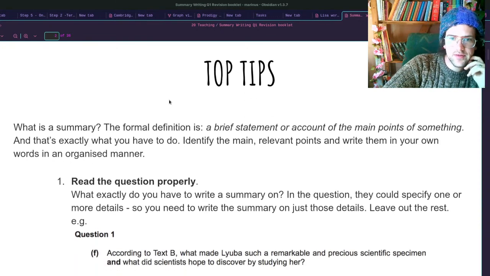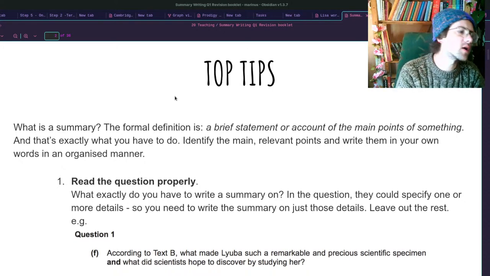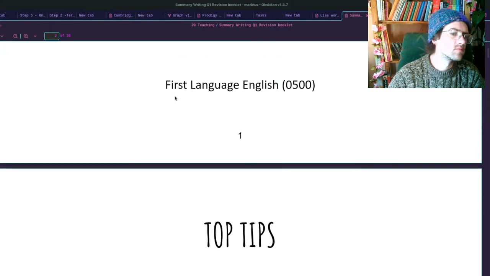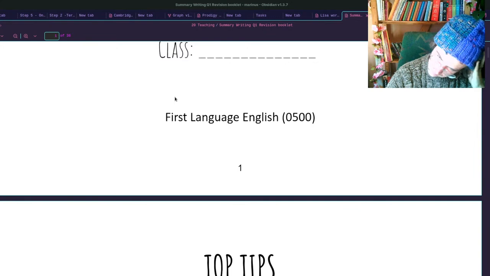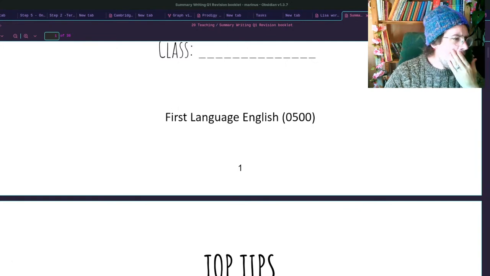So some tips. So a summary. Anyone want to tell me what is a summary? It is an overview of a passage that is quicker to read, but gives the main points that the passage was trying to communicate.